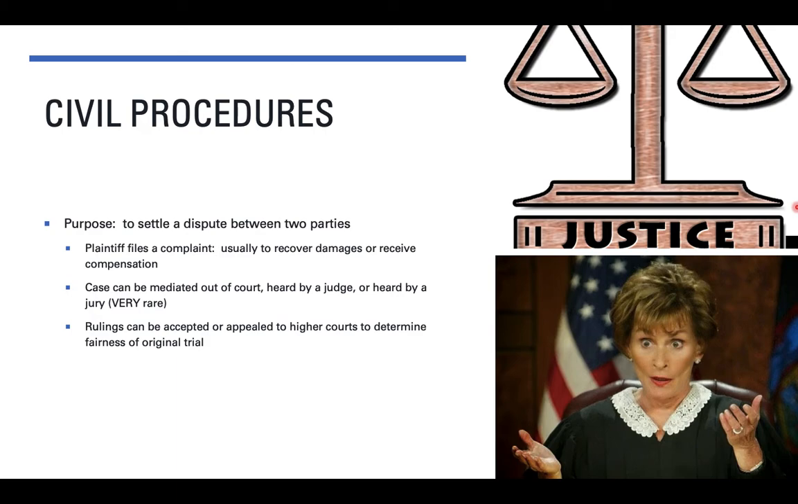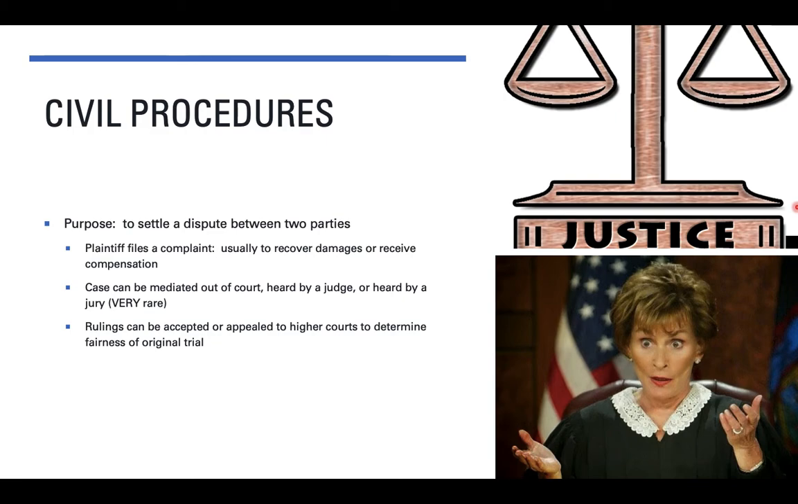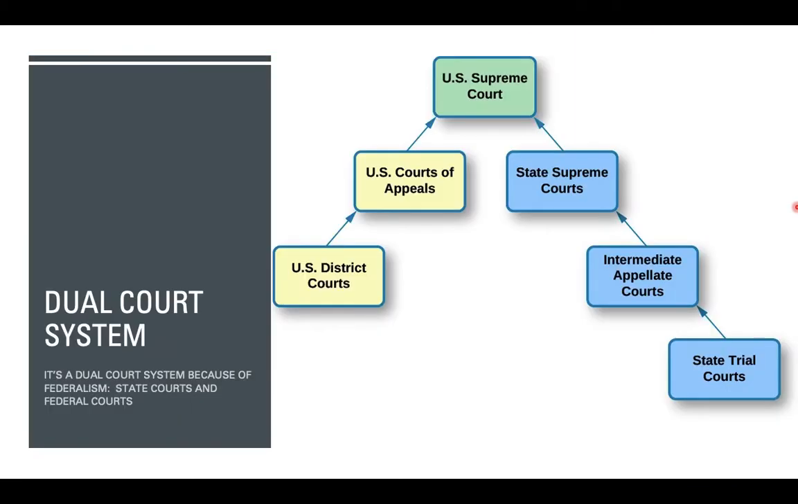But if it does go to court, it will be heard by a judge. And in very, very rare cases, it can be heard by a jury. And then just like in criminal cases, the rulings are either accepted by the victor or the loser, or they can be appealed to higher courts, and only to determine the fairness of the original trial, not to change the outcome. So these are our two different types of courts. You have criminal courts to determine if crimes have been committed, and civil courts are not about crimes. They are to just settle disputes.